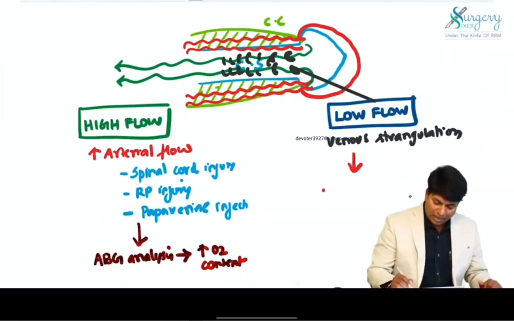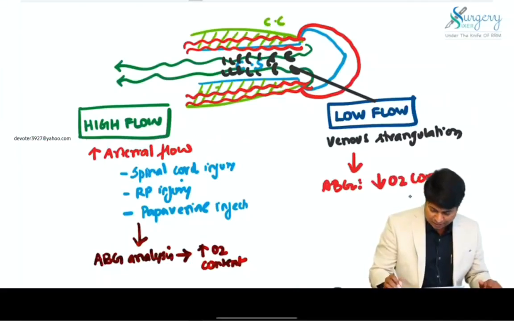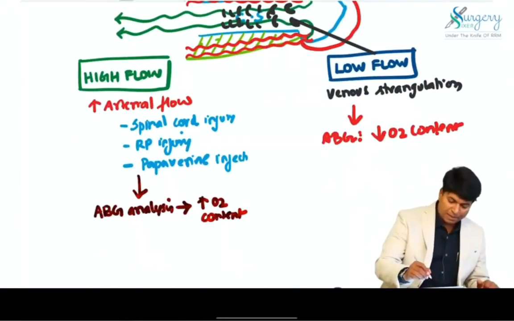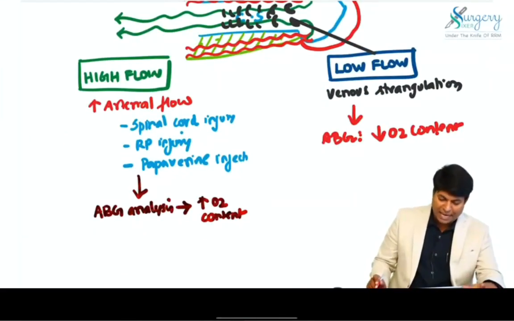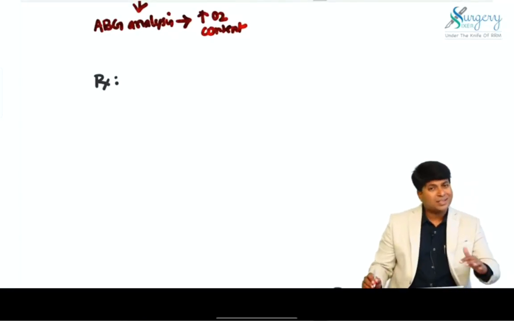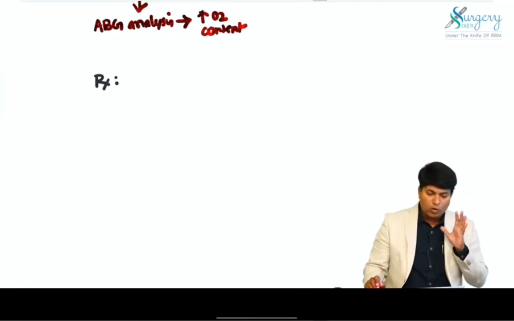So when you do ABG analysis, it will show you decreased oxygen content. So there is decreased oxygen content in low flow priapism. Urgent treatment is needed for these cases. I'm not discussing high flow priapism anymore, as it will usually resolve. Low flow priapism, we must know very well.